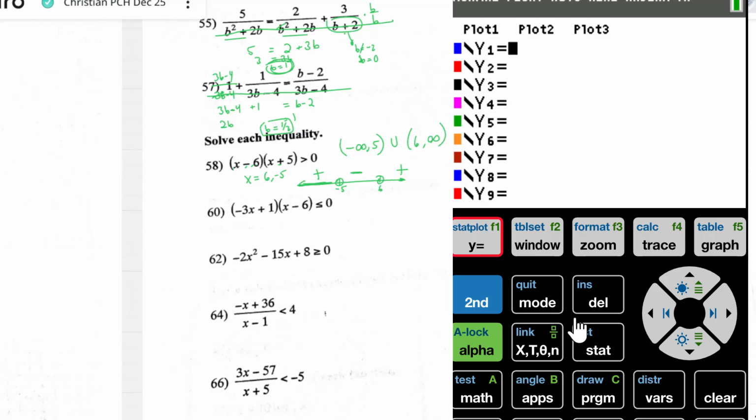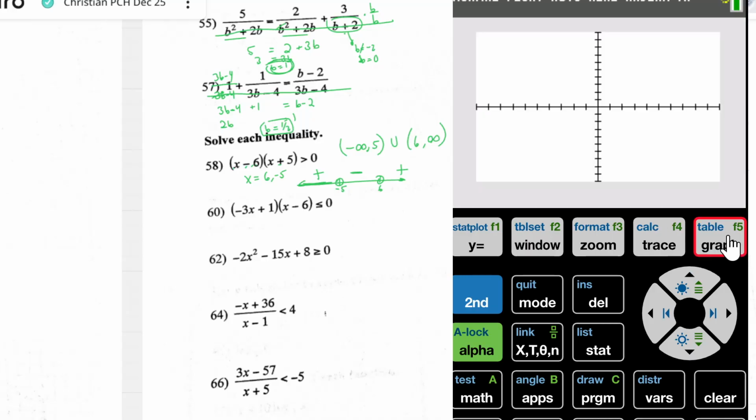60. Let's see, parentheses, negative 3x plus 1, x minus 6. And you can do the same thing on your calculator. So I'm taking the left side of the equation and typing it in for one graph. And then on the right side, I got 0, so I'll just put in a second equation. That's going to be how I do all these. Two equations. The left and the right will become two equations. Graph it.